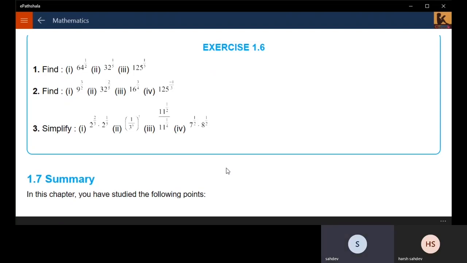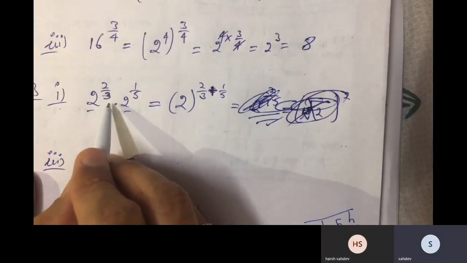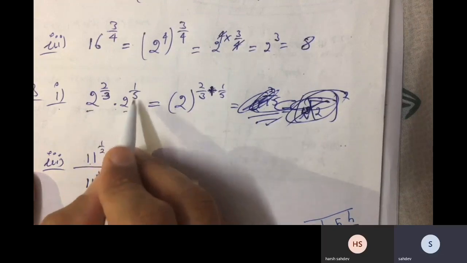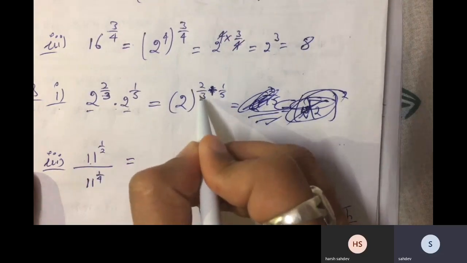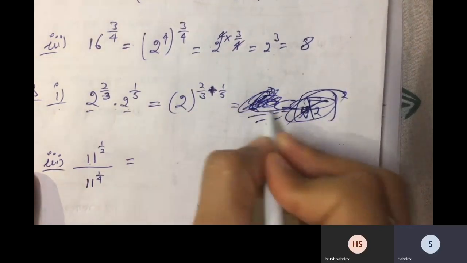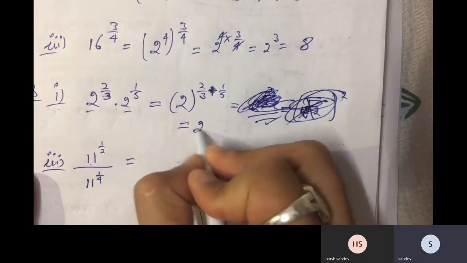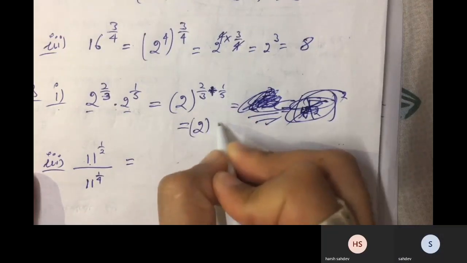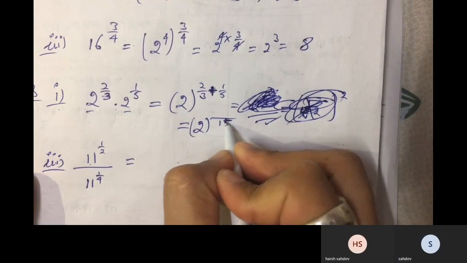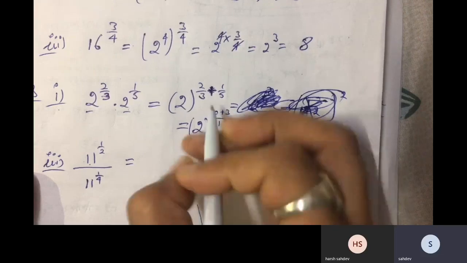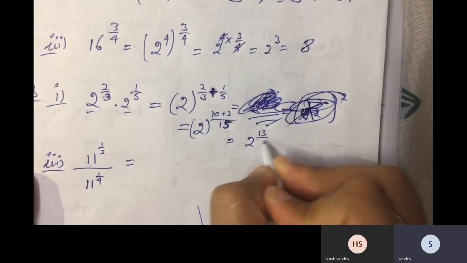We will solve this one also because these are very easy ones. It's given 2 raised to power 2 by 3 into 2 raised to power 1 by 5. As the bases are the same, the powers will get added. So this will be 2 by 3 plus 1 by 5. Further we'll solve this: the LCM of 3 and 5 is 15, so 2 raised to power (10 plus 3) upon 15. The answer will be 2 raised to power 13 by 15.